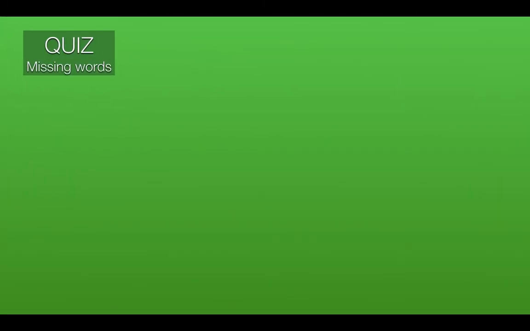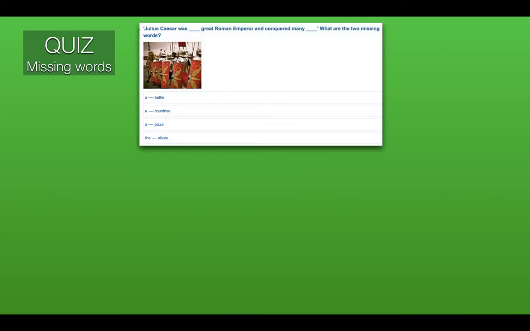And this is the last quiz before you do your task for the day. You have been studying the Romans with Miss Hewer, and all you need to do is select the 2 words that fit in the missing space. You should know about Julius Caesar and the Roman Empire. I will read the sentence. You need to select the words below.